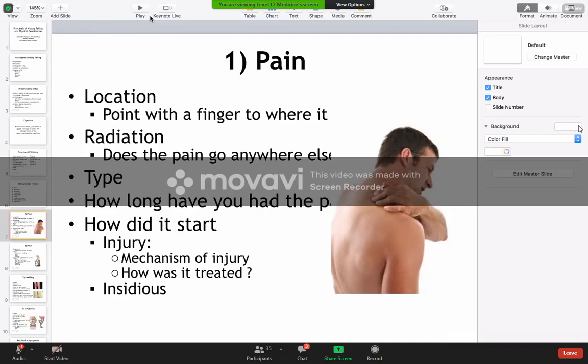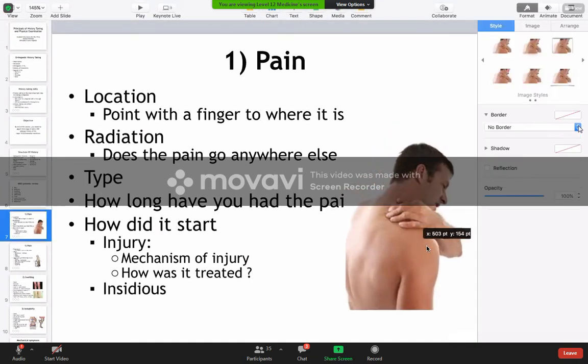History of pain, you should ask about location, radiation, character of the pain. How long have you been having this pain? How did it start? Any injury related to this? What's the mechanism of injury? What's the onset? Is it gradual? Is it acute? So all these pain questions should be asked and should be memorized by all students.